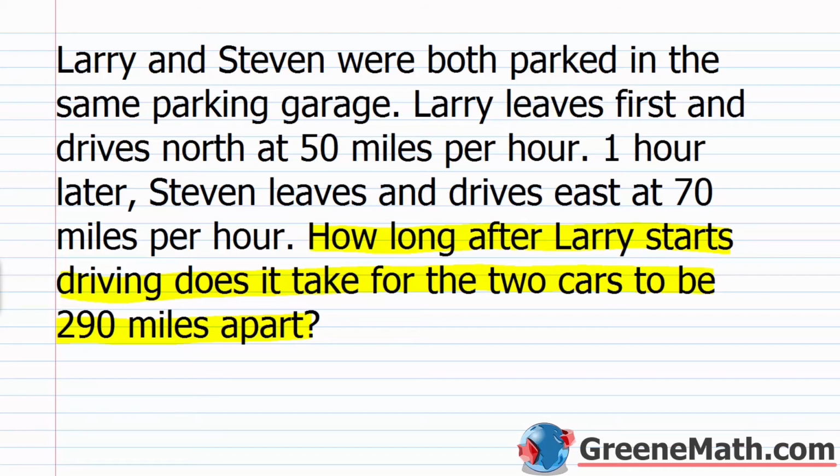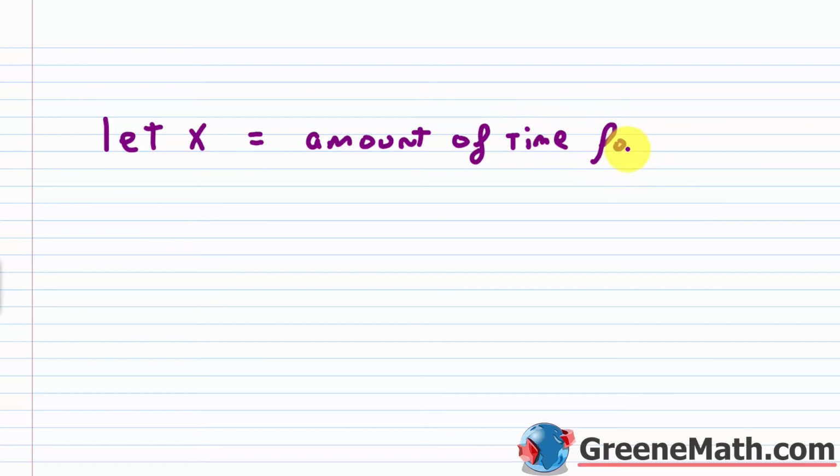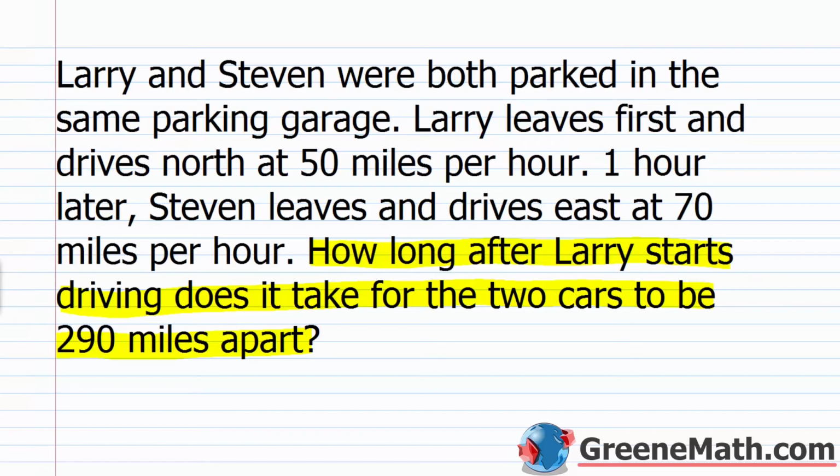So let's go down here to a fresh sheet, and I'm going to say we're going to let x be equal to the amount of time, and I'm just going to put for Larry, okay? And we know what that means. It's going to be specifically in hours, and it's going to be the amount of time that Larry drives for before, again, the two cars are 290 miles apart. Now, for Steven, we can base his time on Larry's, right? We know Larry's time is x. Well, for Steven, we know that 1 hour later, Steven leaves. So he's been driving for an hour less, at this point when they are 290 miles apart. So I can just go x minus 1 to represent Steven's time.